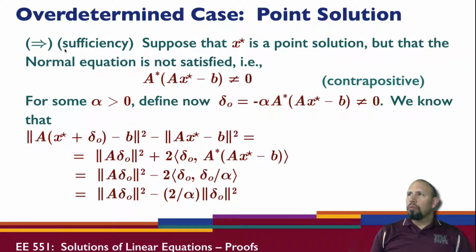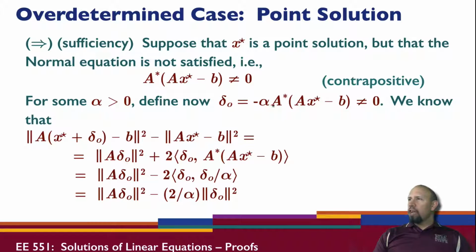So we start with this sufficiency. Suppose that x is a point solution, but the normal equation is not satisfied. So we pick some value alpha, positive, and define delta naught to be this quantity. So notice that all of this is not 0, and so minus alpha times that is not 0. So delta is not 0. And so now we're going to define x as x star plus delta naught. And we've gone through and shown in the corollary that this quantity is equal to this.